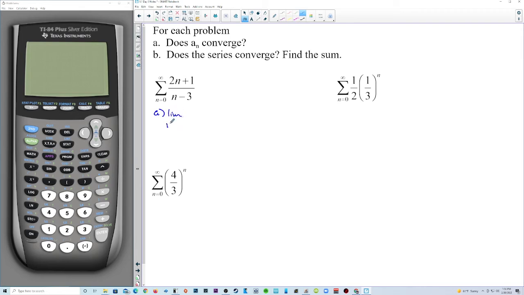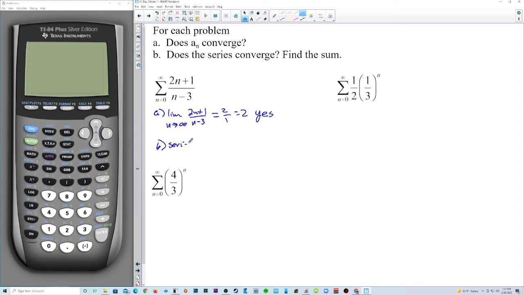We have the limit as n approaches infinity of (2n plus 1) over (n minus 3). That's equal to 2 over 1, which is 2. So does a sub n converge? Yes, it's converging to 2. B, does the series converge?